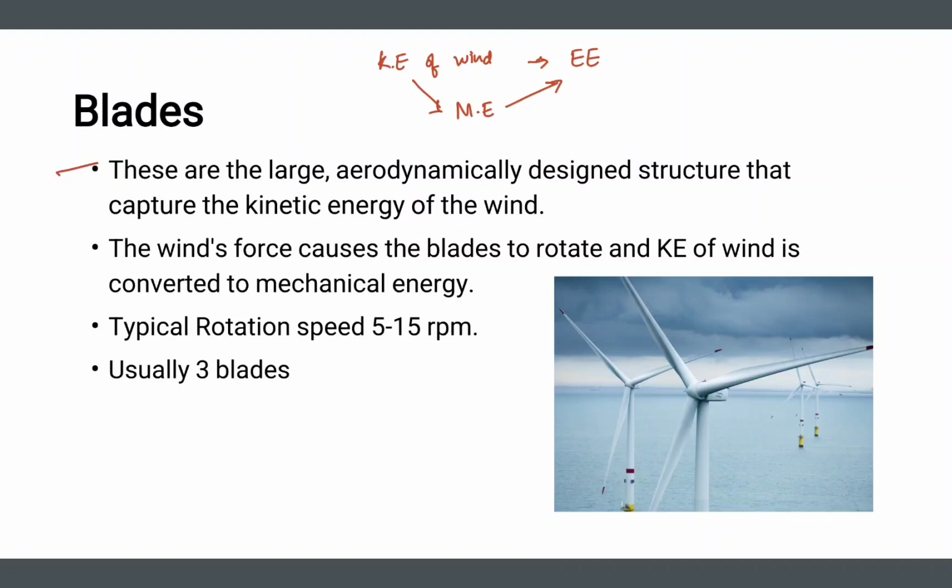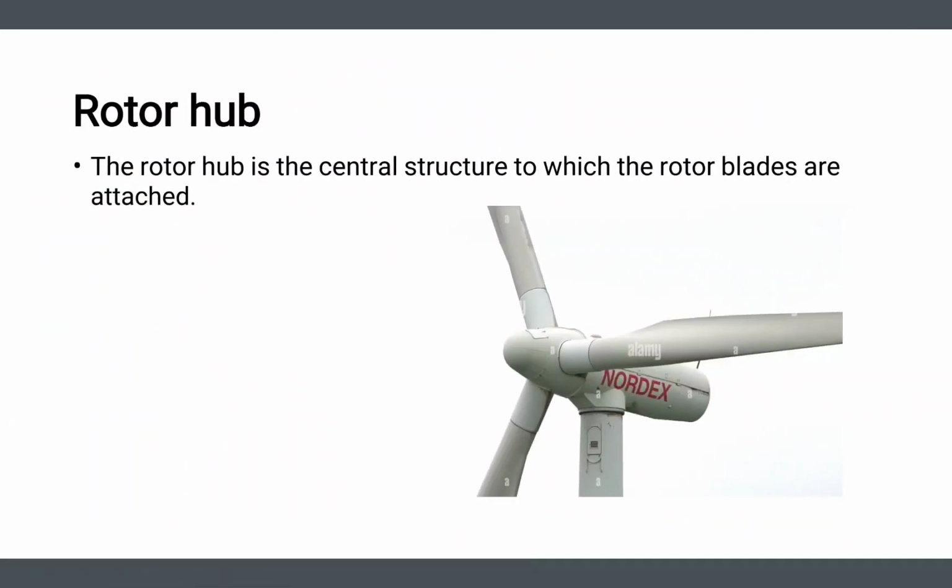Aerodynamically designed means that most of the kinetic energy is captured and a very small amount of kinetic energy is wasted. The wind forces cause the blade to rotate, and the kinetic energy is converted into the mechanical energy. So when the wind is blowing on the rotor, it will cause this rotor to rotate. This rotating energy is a form of mechanical energy. The rotational speed is typically 5 to 15 rpm, and usually these rotors are three-bladed. Why are they three-bladed? The reason you will see in another video, link is given in the description.